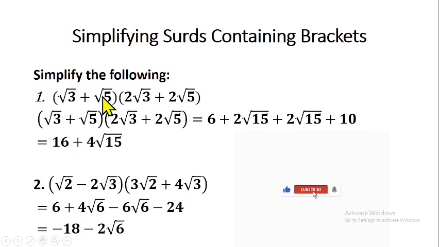The first one you are having is open bracket surd 3 plus surd 5, close the bracket, multiply by 2 surd 3 plus 2 surd 5. The same way you are going to do it as well. This bracket will multiply this bracket. How do we go about that? Please, I want you to listen and look at it. Surd 3 here will multiply everything in this second bracket. Also, surd 5 here will multiply everything in the bracket as well. Then you simplify further. How do we do that? Let's go.